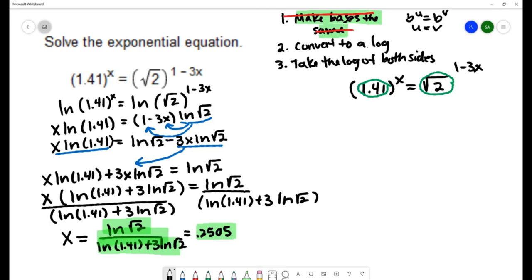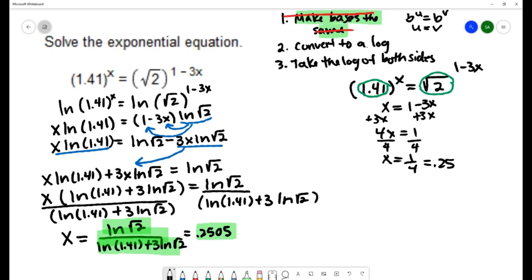So if we're saying those bases are the same, we can say that x is equal to 1 minus 3x. So the exponents are equal. So I would add 3x to both sides. That gives 4x equals 1. Divide by 4, x equals 1/4. And that is 0.25. So you can see that's really close to the right answer that we got earlier.